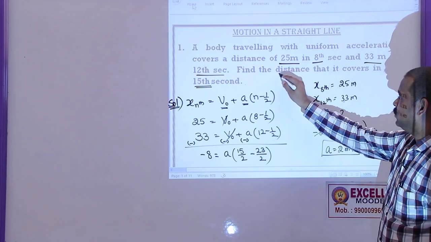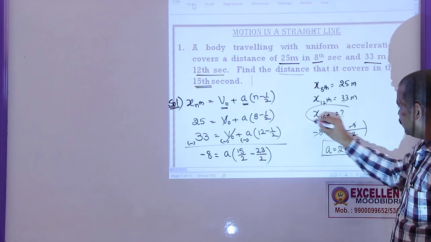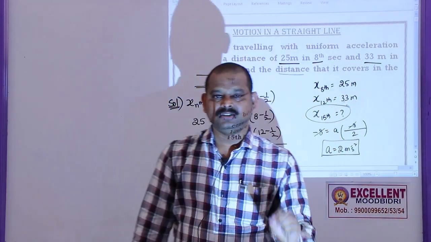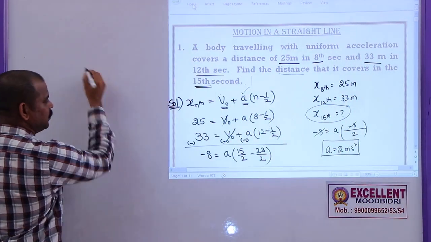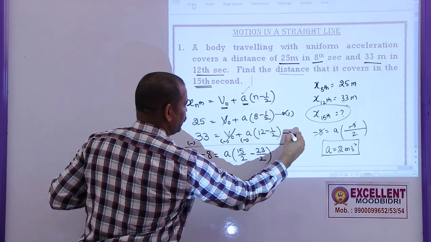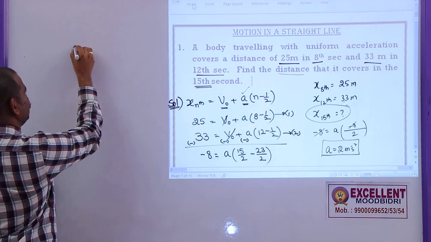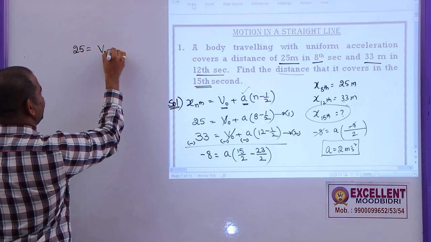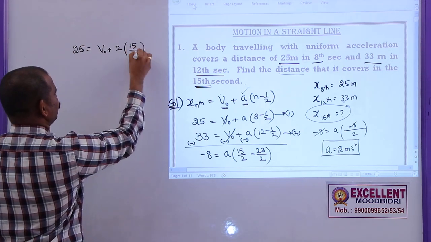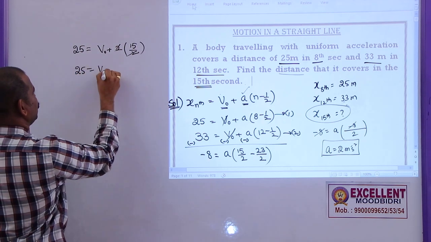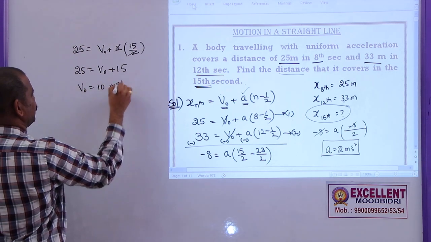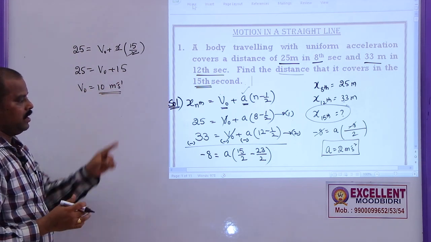But I need to find out the displacement in the 15th second. To find this I got the A value. Now, I need to find out the initial velocity of this body. How to find the initial velocity? You can substitute this A value either in equation 1 or equation 2. Let me take equation 1. So, 25 is equal to V naught plus 2 into 8 minus half, that is 15 by 2, the 2 gets cancelled. So, 25 is equal to V naught plus 15, if you bring this across, V naught is equal to 10 meter per second. I got the initial velocity, I got the acceleration.